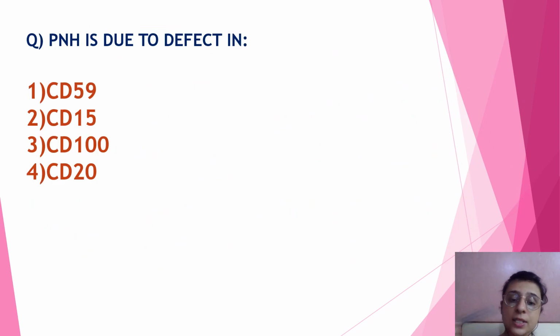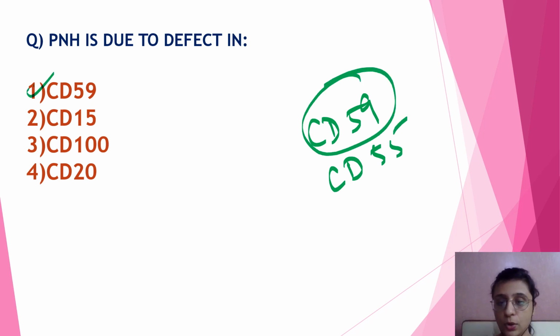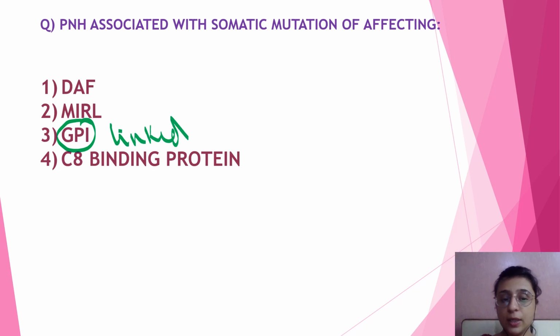PNH is due to defect of, I told you, CD55, CD59, and C1 binding protein. The important one is CD59, or membrane inhibitor of reactive lysis. Clear? CD59. Next, PNH is associated with a somatic mutation affecting, if you have to choose one, the GPI linked apparatus or GPI linked protein. So the answer will be GPI.